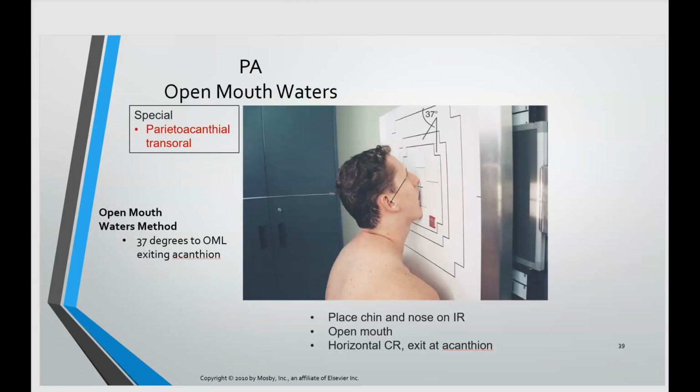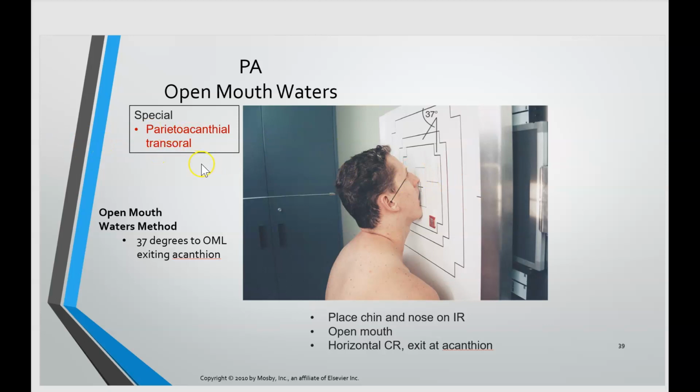Okay, this is another version of the Waters, but it's the open mouth Waters, because in this one we're looking for the sphenoid, okay? So it is a special projection. You don't always do this as part of your routine protocol, but if it's asked for, this is how you do this.